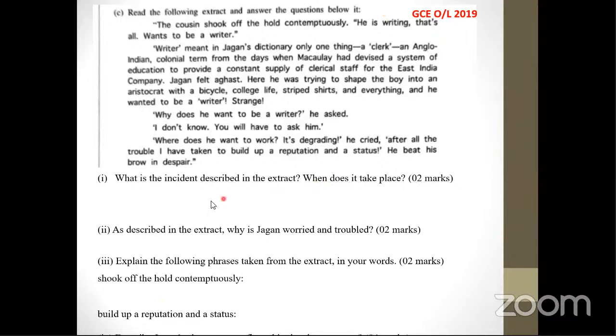So, anyone trying the answer? What is the incident described? When does it take place? Gimshan, you can drop me a chat with the answer.